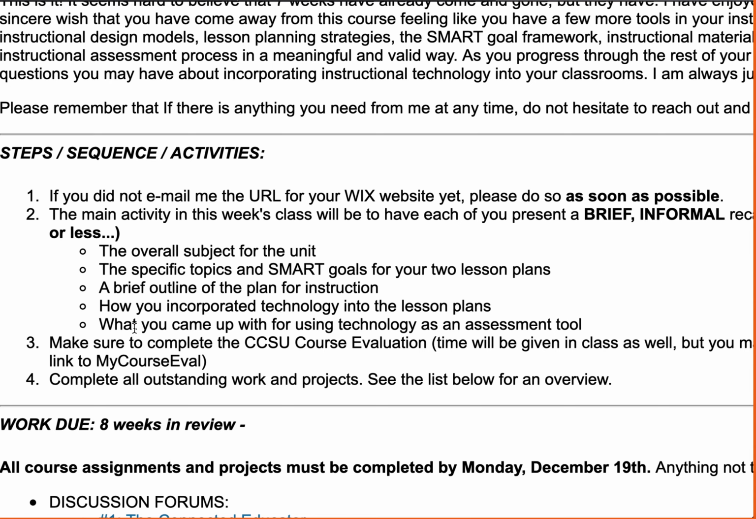What were the two specific SMART goals that you came up with for your two lesson plans? So what were you working on in terms of the instruction for the students? And then maybe just a reflection on how the process went.